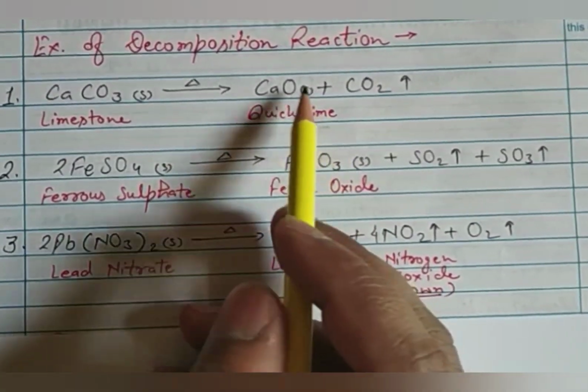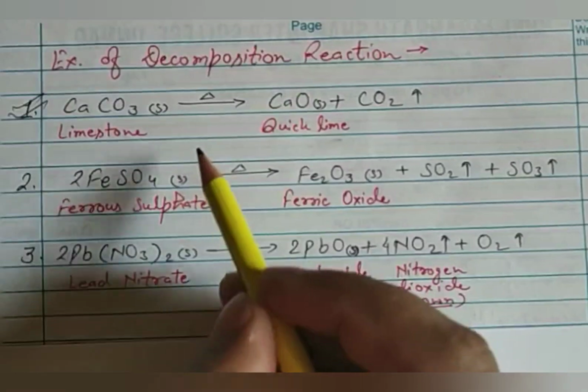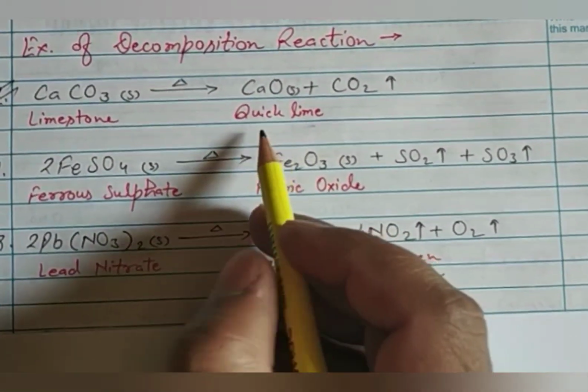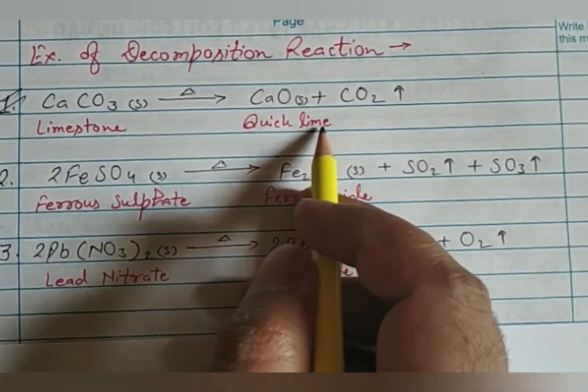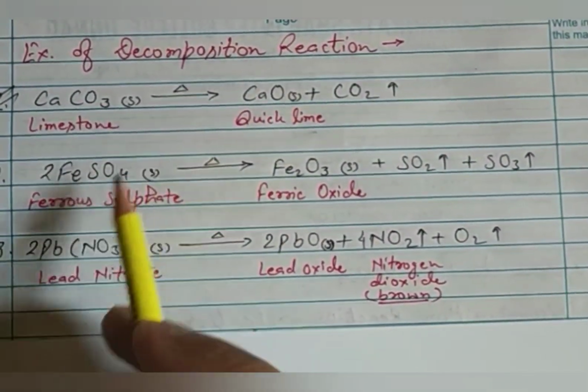That is quicklime, calcium oxide. Now, this is a very important reaction because the calcium oxide which is produced, that is quicklime, has a vast use in many industries. Okay, so this is a very important reaction. It is used frequently in the industries.